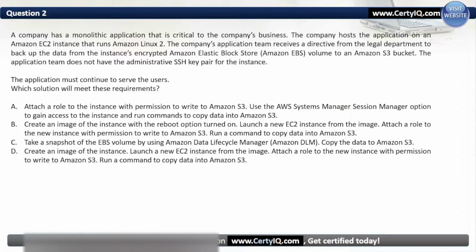Question 2. A company has a monolithic application that is critical to the company's business. The company hosts the application on an Amazon EC2 instance that runs Amazon Linux 2. The company's application team receives a directive from the legal department to back up data from the instance's encrypted Amazon Elastic Block Store volume to an Amazon S3 bucket. The application team does not have the administrative SSH key pair for the instance. The application must continue to serve the users. Which solution will meet these requirements?